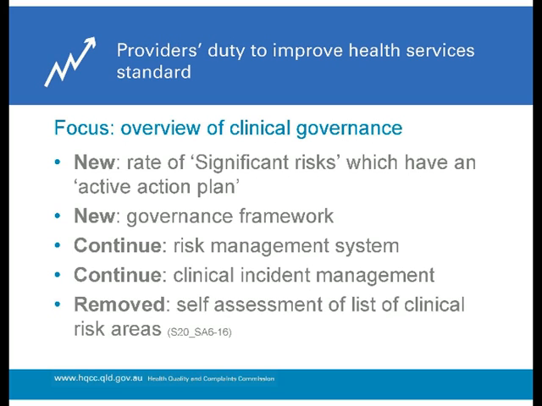So this is a new indicator that we've added in, and for this purpose we're talking about significant risks. Those are risks that you've identified and documented locally which have a high or extreme risk rating that you have locally assigned. Within that, that will be the denominator, and the numerator for that measure will be the number of these significant risks which have an active action plan.